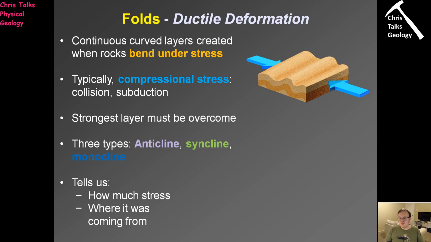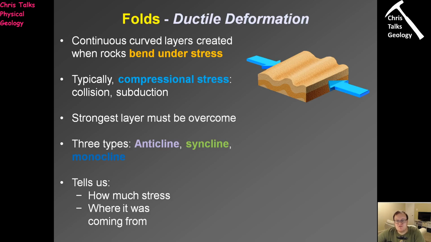to deform. You can apply huge amounts of force to it, but it doesn't deform because it's the layer of steel which is stopping the deformation. It's only when the layer of steel begins to deform that the layers of foam can deform as well. So when you're trying to deform a sequence of rocks, you have to overcome the strongest layer first. Now when we do deform a sequence of rocks, we will form one of three features: an anticline, a syncline, or a monocline.